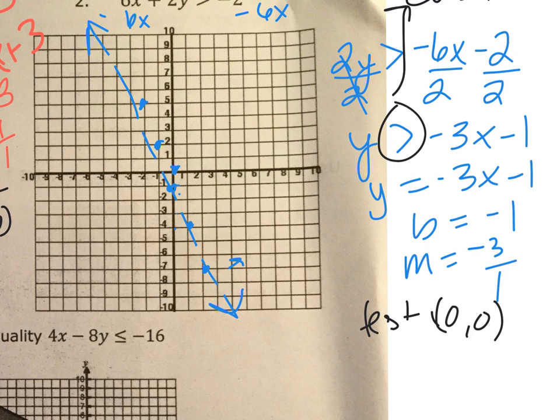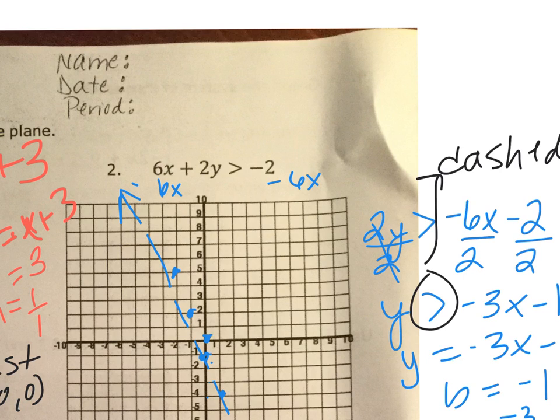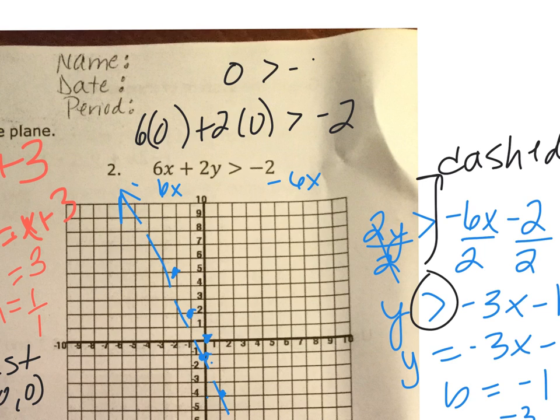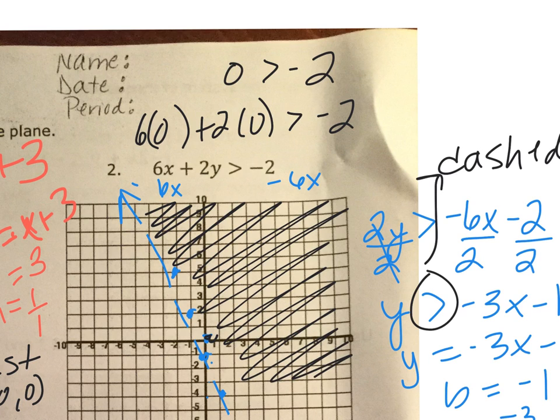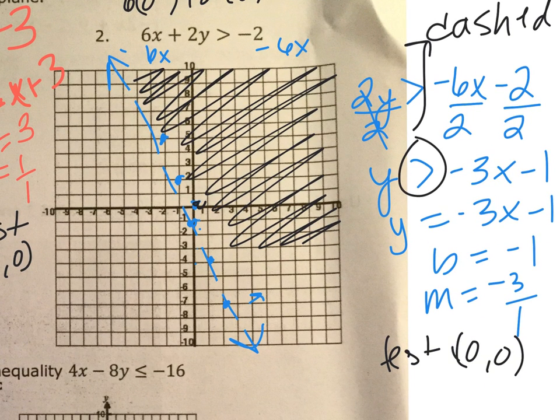I'm going back to my original equation to test it. Okay, so 6 times 0 plus 2 times 0 has to be greater than -2 if that's where I'm shading. So 0 is greater than -2, so that's true. So I'm shading where that point is, and that's this side of the line, all the way down the grid. There we go.